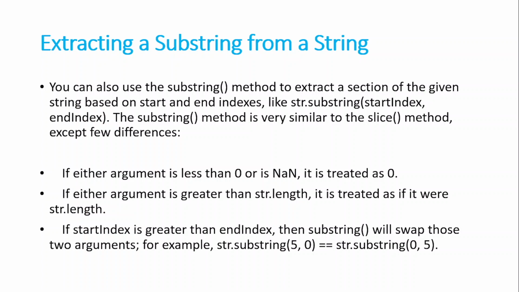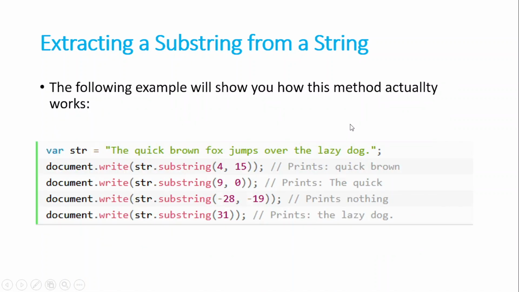But slice is a more advanced version, so you can use it. This one is a very good method. You can use this one. So you can see it is doing all the operations which it did. So it will print nothing if you specify negative indexing. So that is the case.